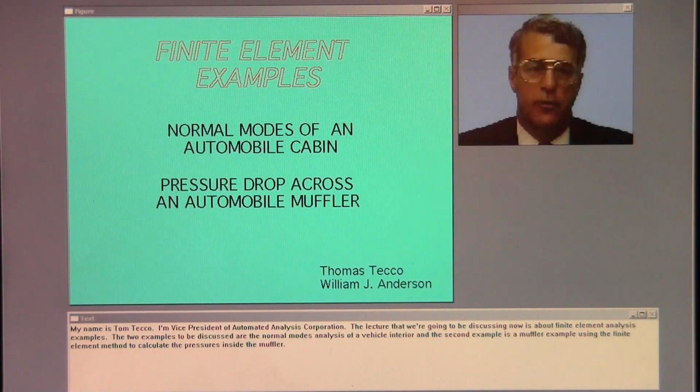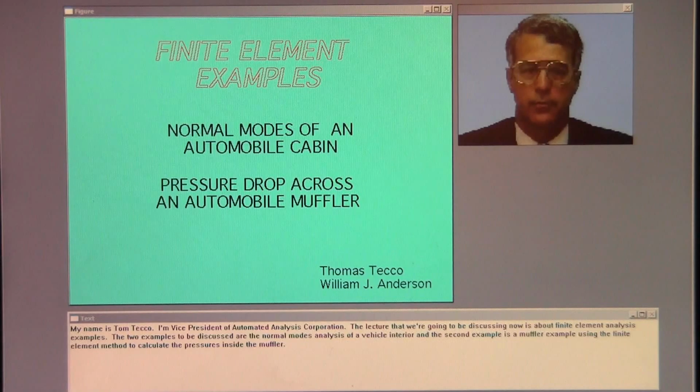The lecture that we're going to be discussing now is about finite element analysis examples. The two examples to be discussed are the normal modes analysis of a vehicle interior, and the second example is a muffler example using the finite element method to calculate the pressures inside the muffler.